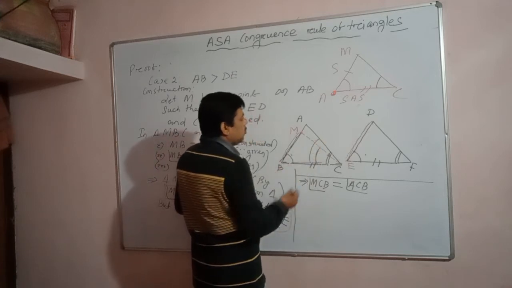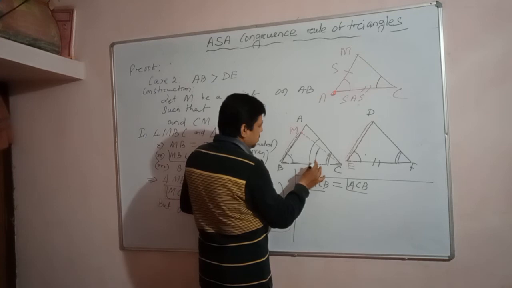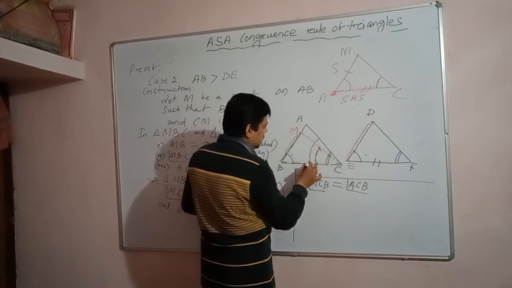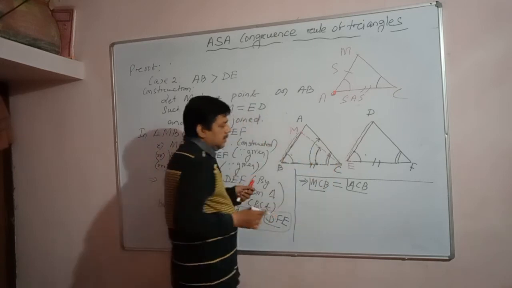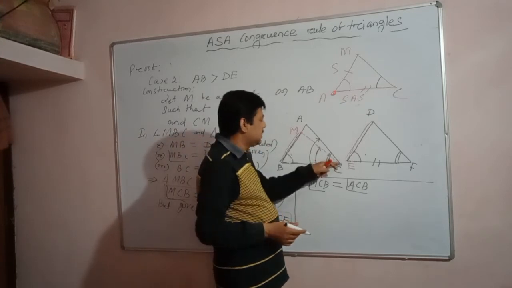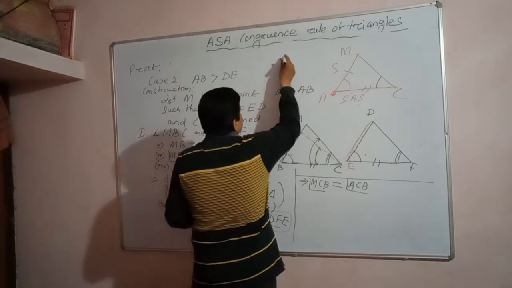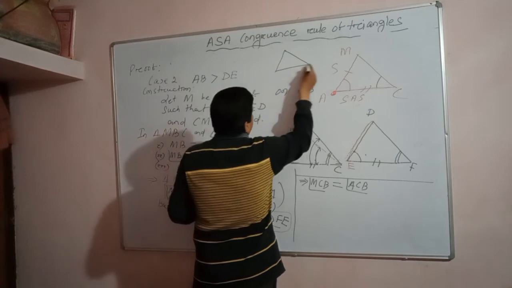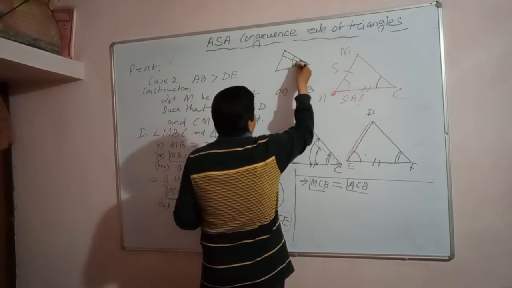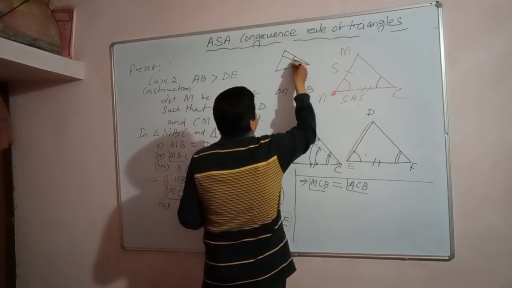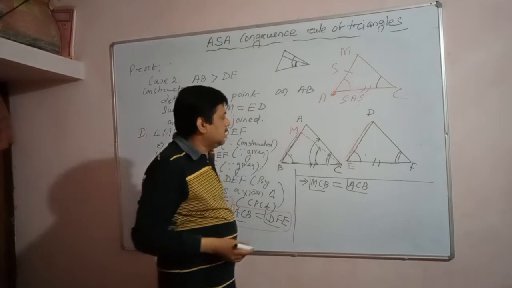If we accept this condition, then MCB angle equals ACB angle, which is never possible. How is it possible? No. How can this angle equal this angle? Because CM is the divisor, CM is dividing the angle ACB. Suppose this is a triangle and this is the divisor. How can you say this angle is equal to this angle? This angle should always be smaller than the whole angle. Yes or no?